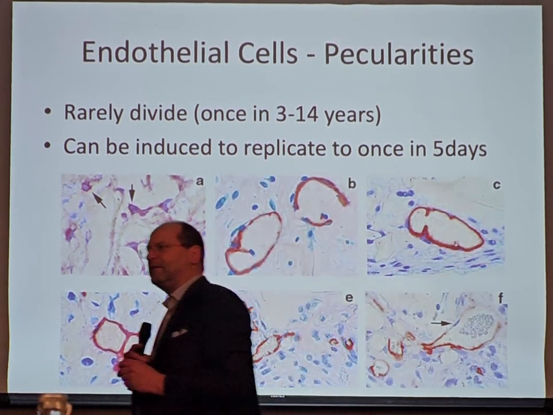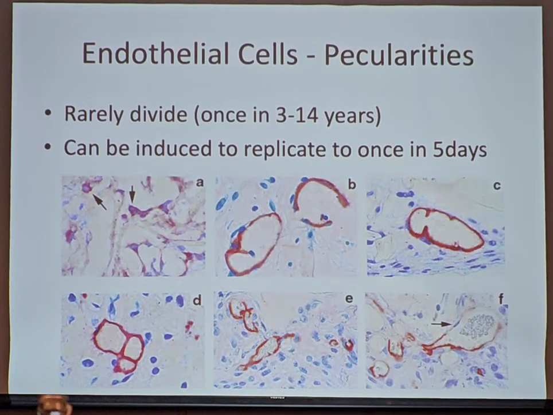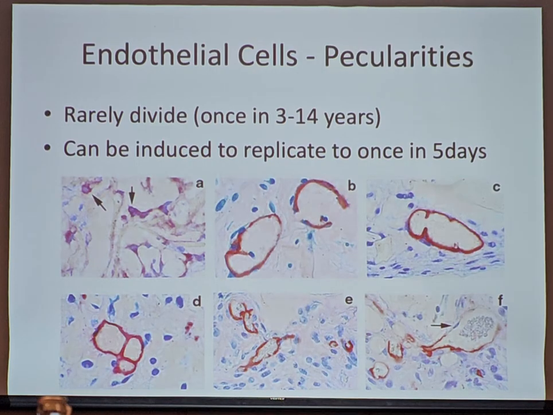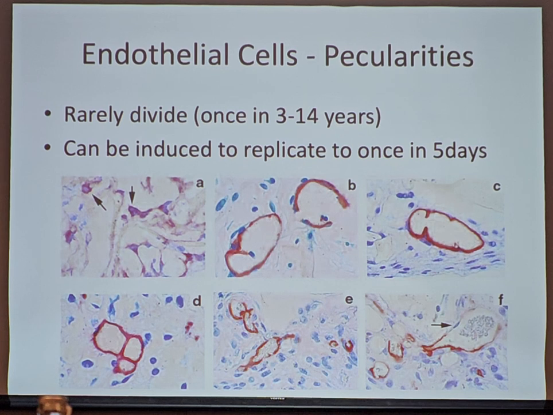Normally, these endothelial cells rarely divide. They only divide between once in 3 to 14 years, on average every 7 years, which is why I said that your endothelial cells will renew every 7 years. But they can be induced to replicate once in 5 days.